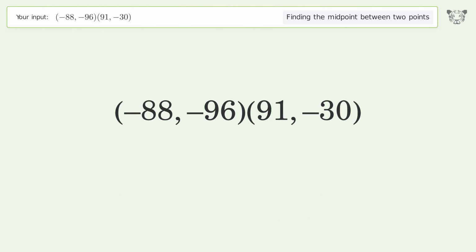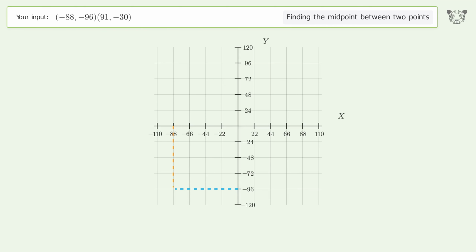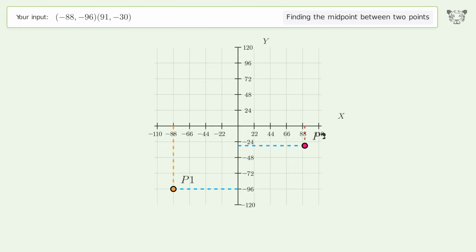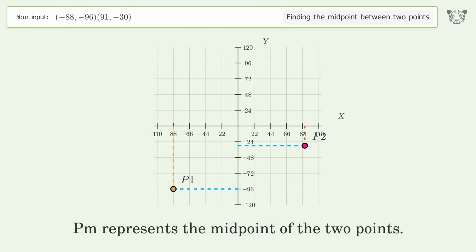The coordinates of point 1 are, x1 equals -88, y1 equals -96. The coordinates of point 2 are, x2 equals 91, y2 equals -30. PM represents the midpoint of the 2 points.